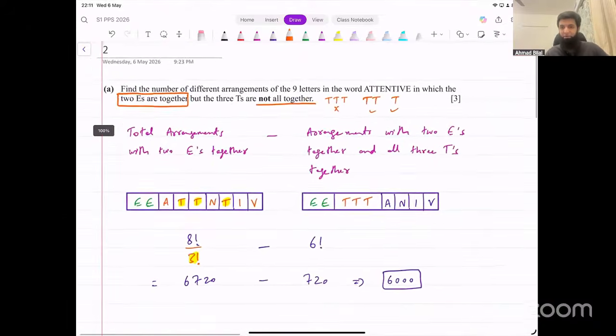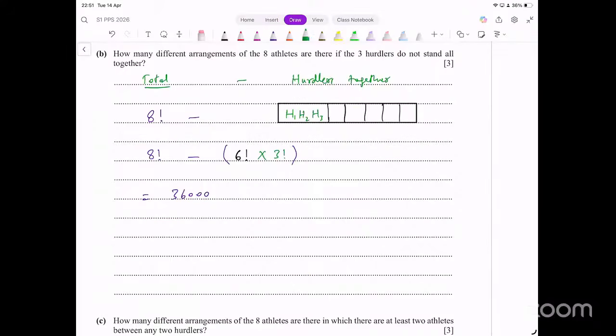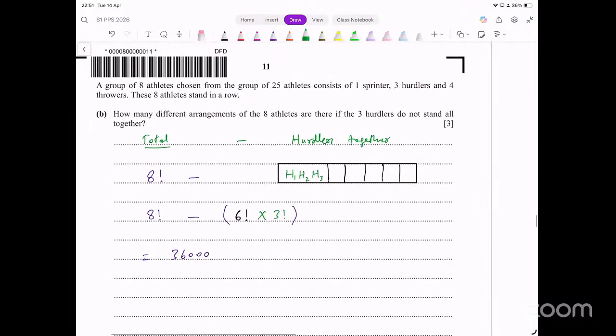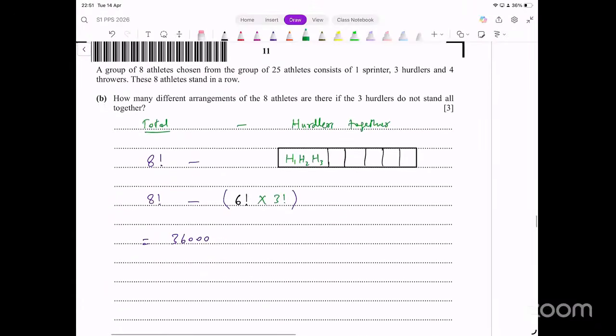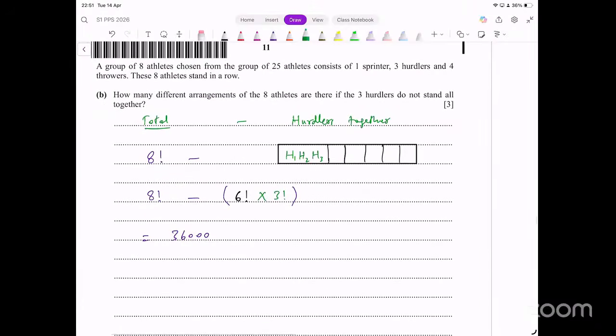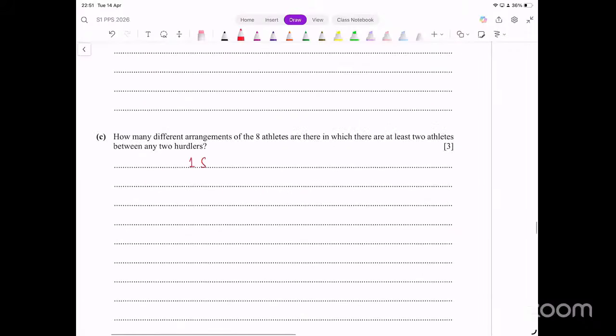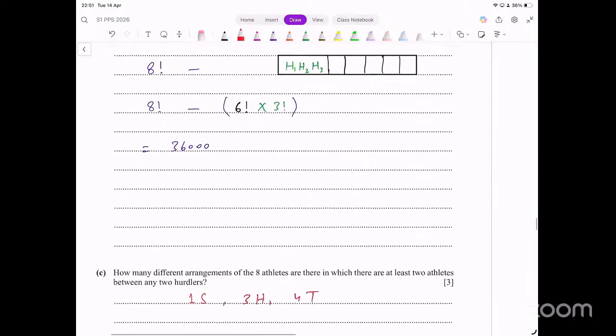This was part B of this. Question number 2. How many different arrangements of the 8 athletes are there in which there are at least two athletes between any two hurdlers? Okay. 8 athletes, that's the total number of athletes that we've got. 1 sprinter, 3 hurdlers, and 4 throwers. These are the 8 people that we've got.